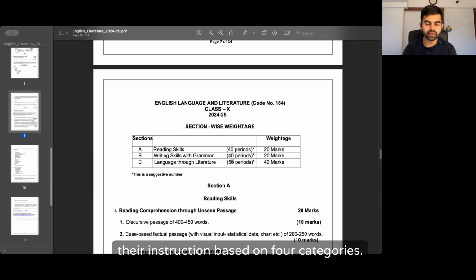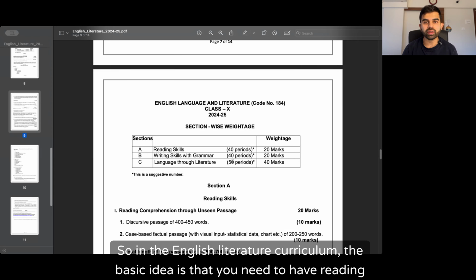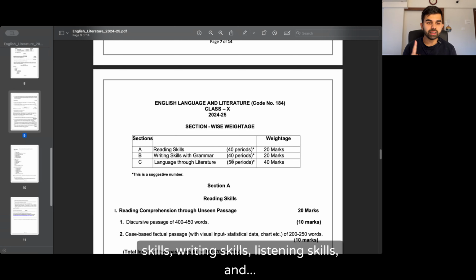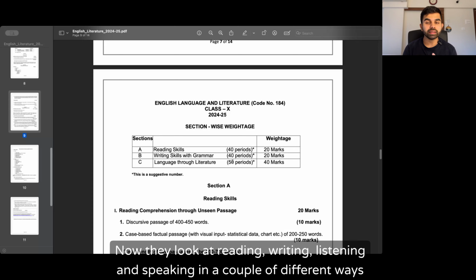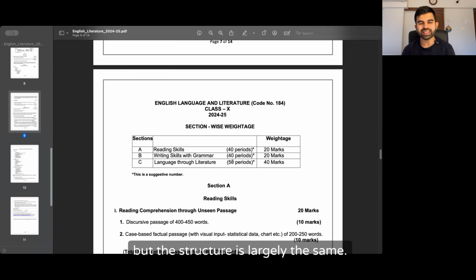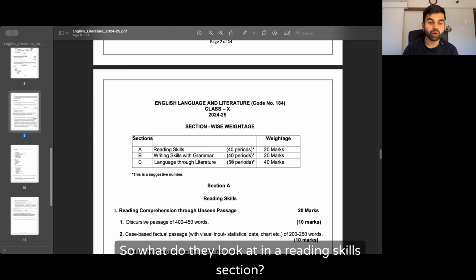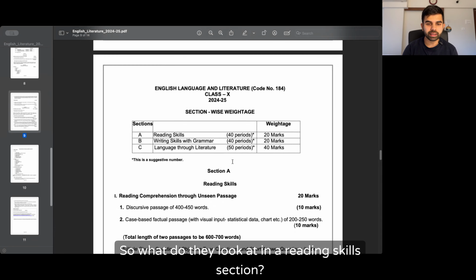on four categories. So in the English literature curriculum, the basic idea is that you need to have reading skills, writing skills, listening skills, and speaking skills. Now, they look at reading, writing, listening, and speaking in a couple of different ways, but the structure is largely the same. So, what do they look at in a reading skills section?